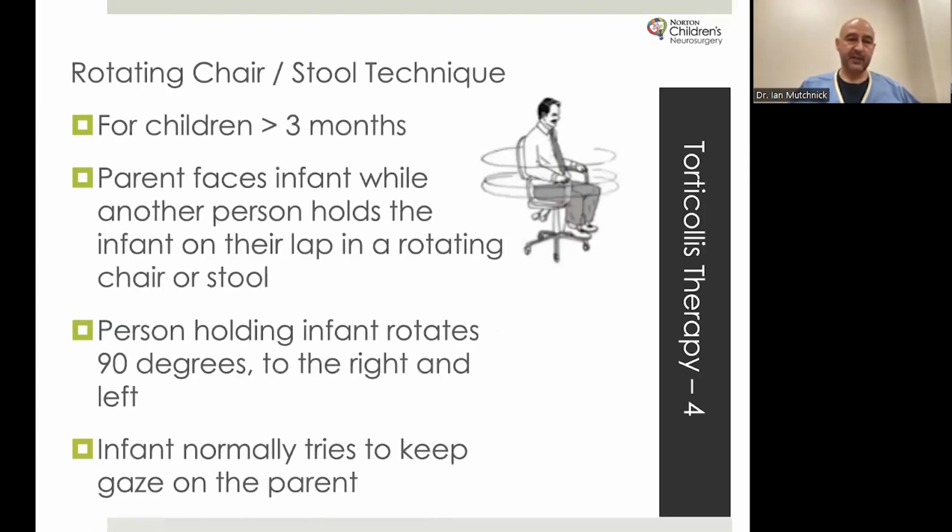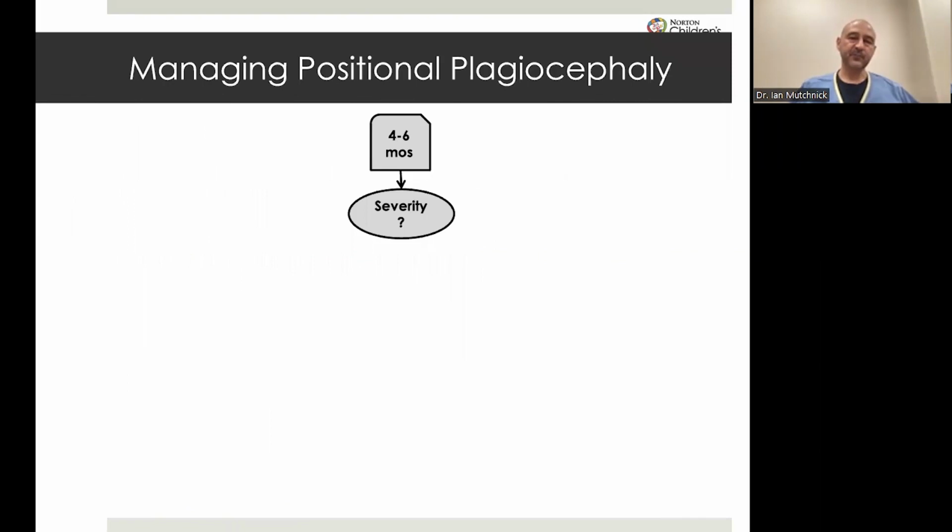And then for children greater than 3 months, you can hold the kid in a swivel chair and have the parent go to the side where they have to turn their head away from their foreshortened side. So, use mom as a prop to force the kid to look in a different direction. Those are all ways to manage torticollis, information to give to the parents. But again, if the patient has torticollis, I would strongly recommend having them see PT.